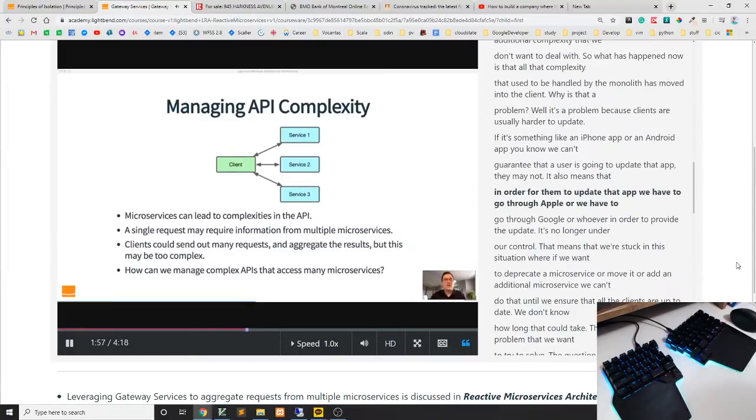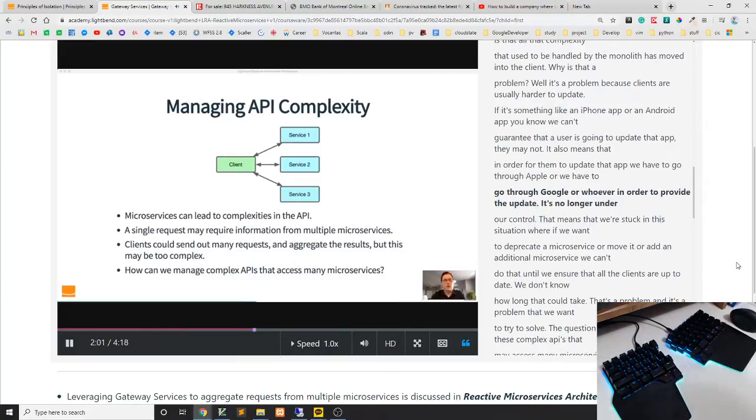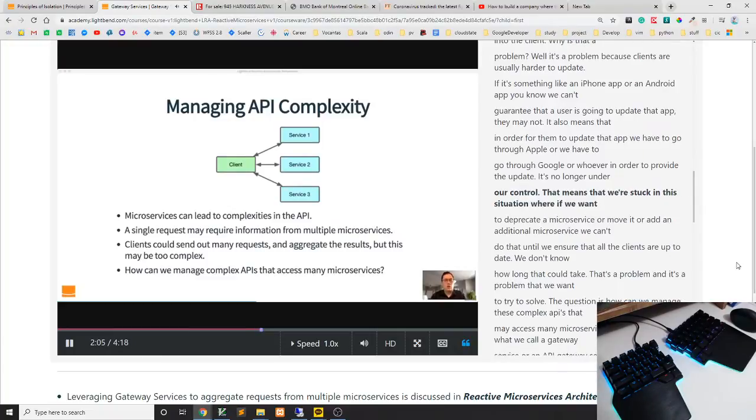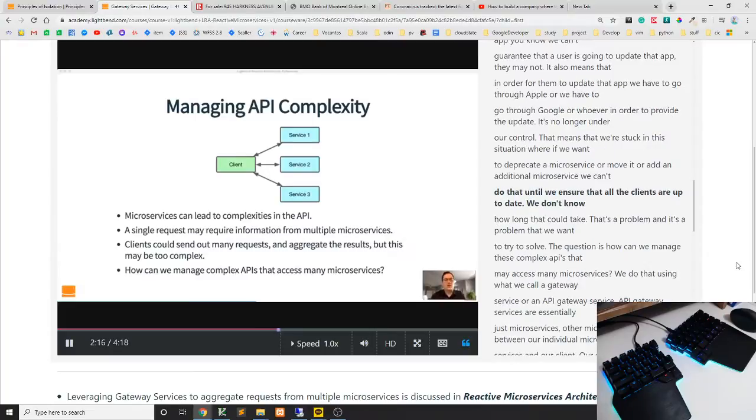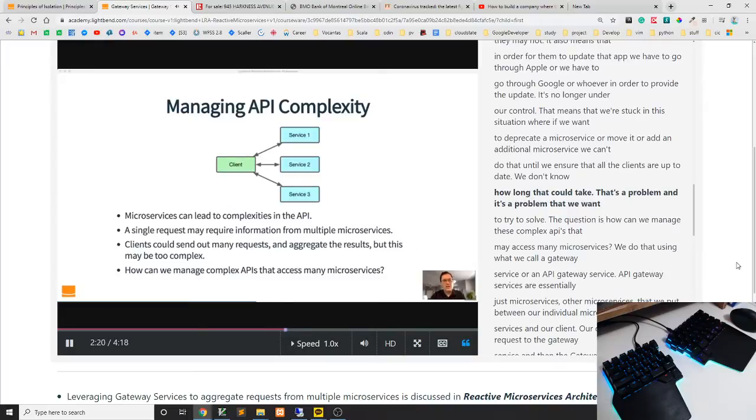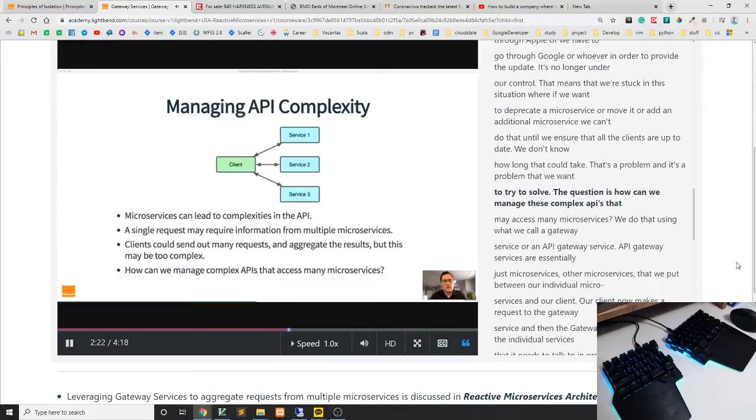It also means that in order for them to update that app, we have to go through Apple or we have to go through Google or whoever in order to provide the update. It's no longer under our control. And that means that we're stuck in this situation where if we want to deprecate a microservice or move it or add an additional microservice, we can't do that until we ensure that all the clients are up to date. And we don't know how long that could take. So that's a problem, and it's a problem that we want to try to solve.